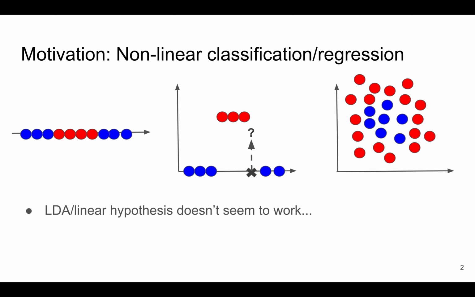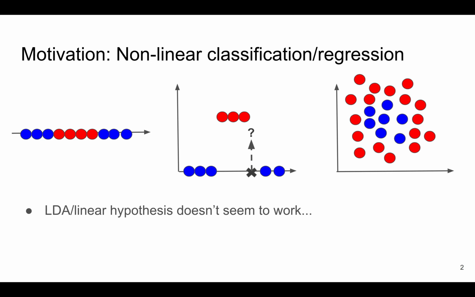Suppose we need to classify the blue and red points, which has a 1D distribution like the left plot. We don't know where to put a single linear cut to separate them. Or if we want to predict the value of the vertical axis based on the value of the horizontal axis, but the distribution looks like the one in the middle, we don't know how to fit it with the line.